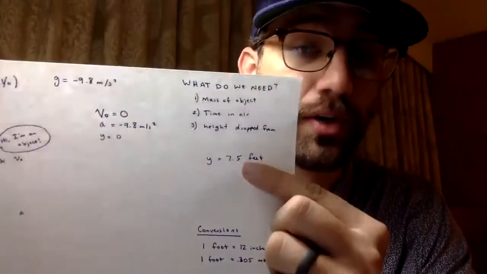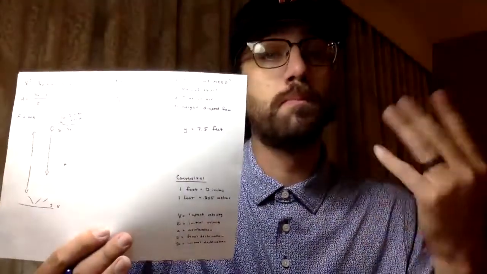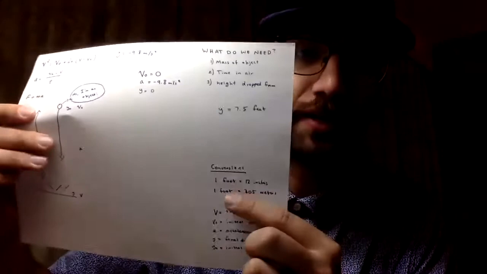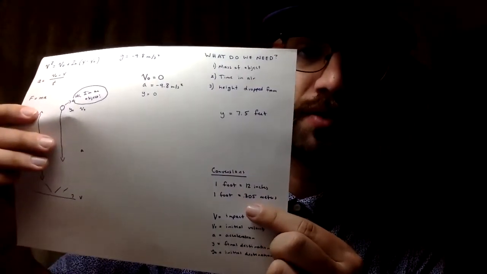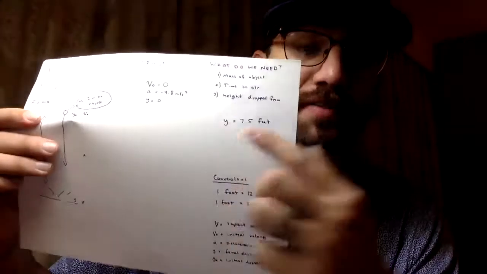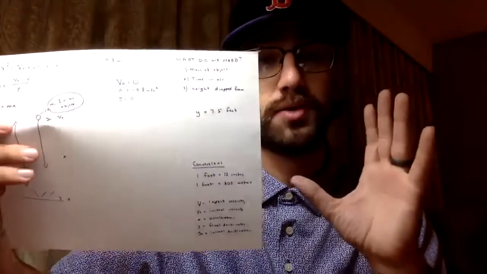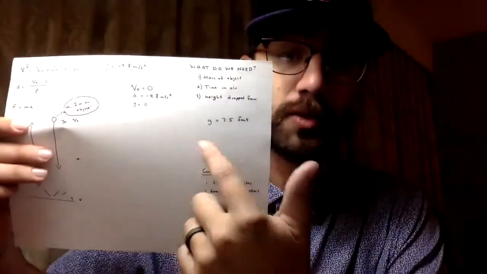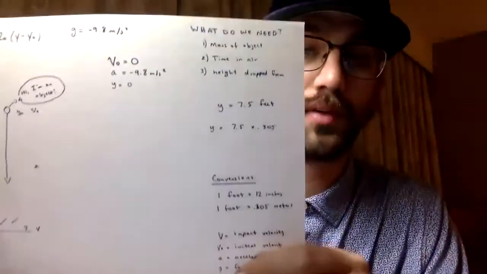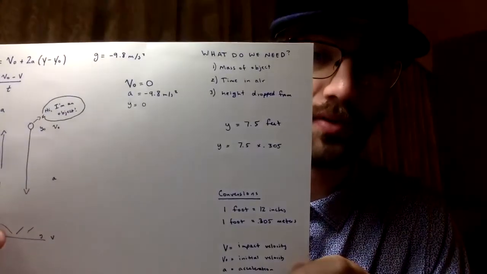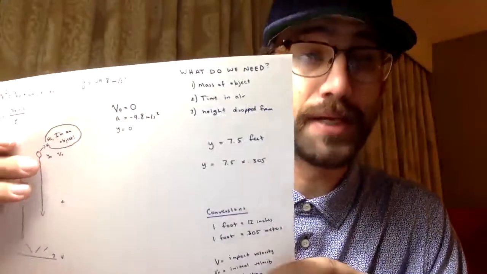Okay, so in order to get meters, we've got 7.5 feet here. In order to get that to meters, we need to multiply by our conversion factor down here. So we've got 1 foot is equal to 0.305 meters. So for every foot, I get 0.305 meters. So basically what I need to do is multiply this 7.5 times 0.305. Then I'll get my measurement that I need in meters.